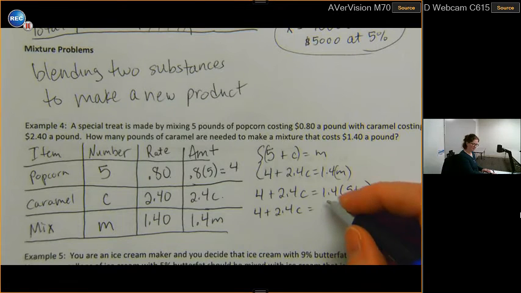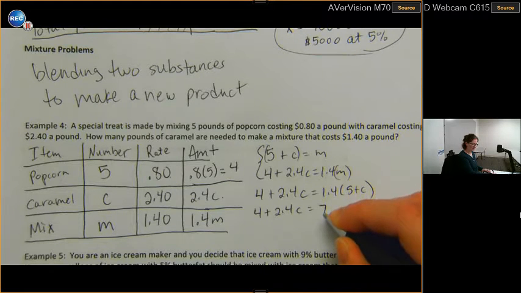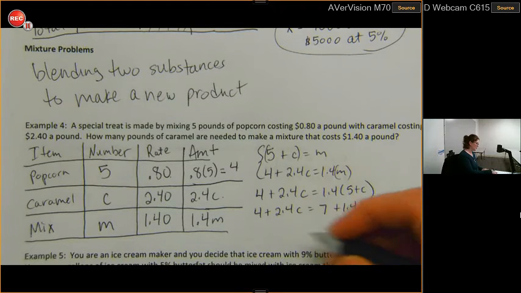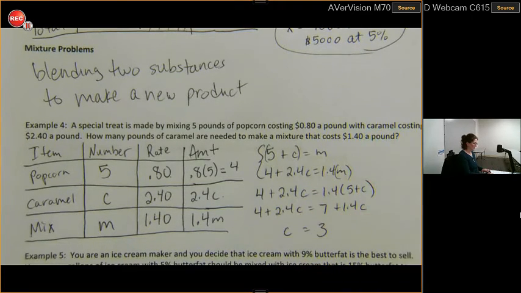Distribute. Subtract 1.4C, subtract 4, and we get 3. So we're going to have 3 pounds of caramel.